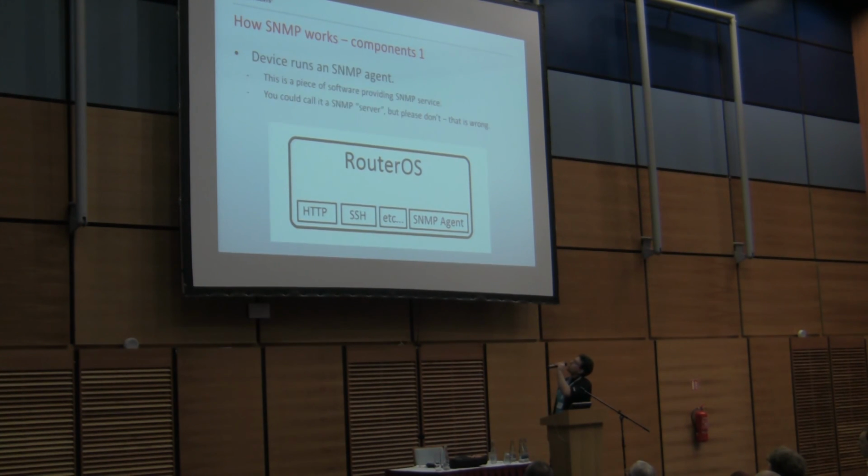So how SNMP works, and this is a totally technically correct diagram, if you can see it. It took all of my MS Paint skills to make this. So the device runs an SNMP agent, and this is a piece of software providing the SNMP service. You could call it an SNMP server, but please don't, because that's not correct. But just to help you understand, SNMP agent is simply another service that runs inside of your RouterOS, inside of the operating system.